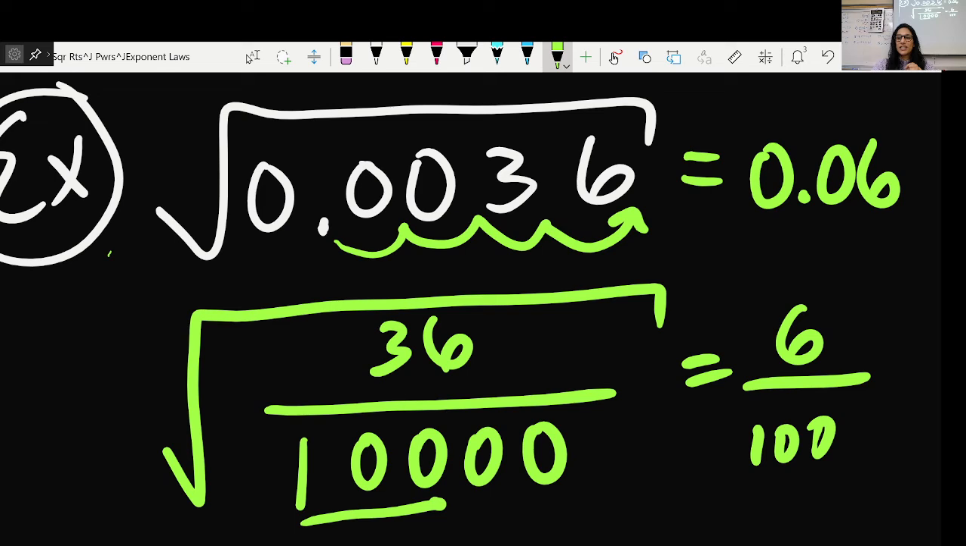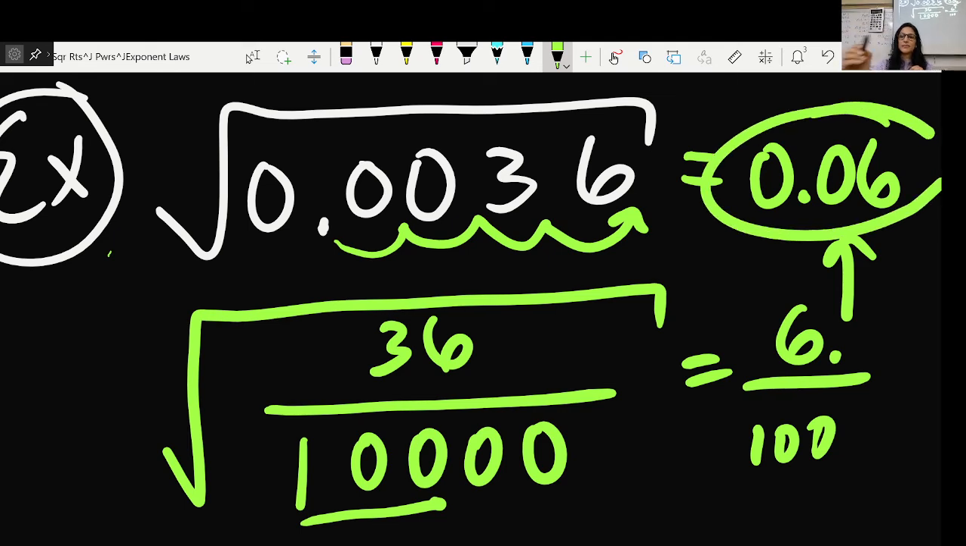100. And what is 6 over 100? Well, we would take this decimal and move it over twice. So yeah, this would be correct. Good? Yes? Yeah.